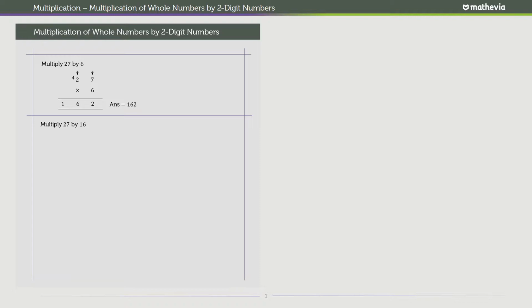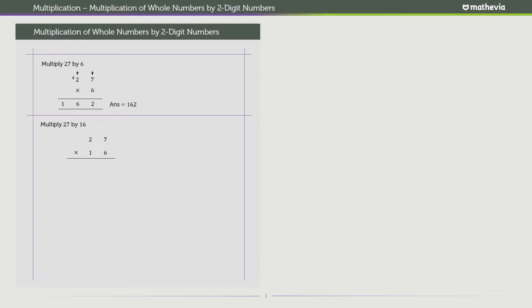Now, 16 is a two-digit number. Multiplying by a two-digit number is a bit more complicated than multiplying by a single-digit number because there are actually two steps to multiplying with two-digit numbers. Basically, first we multiply and then we add. I'll explain all of that to you now. So, multiply 27 by 16.